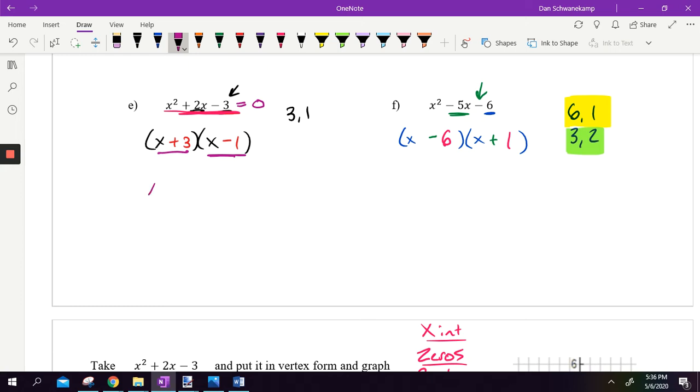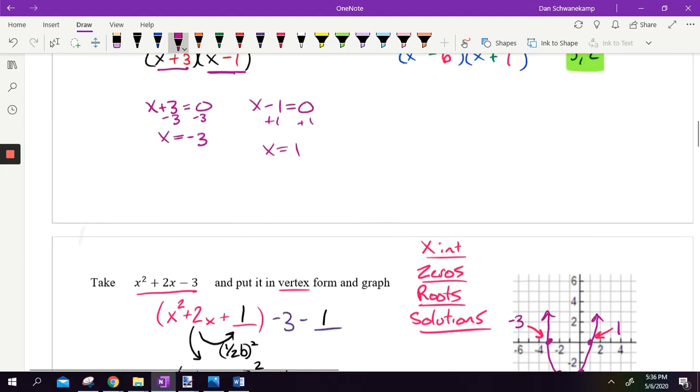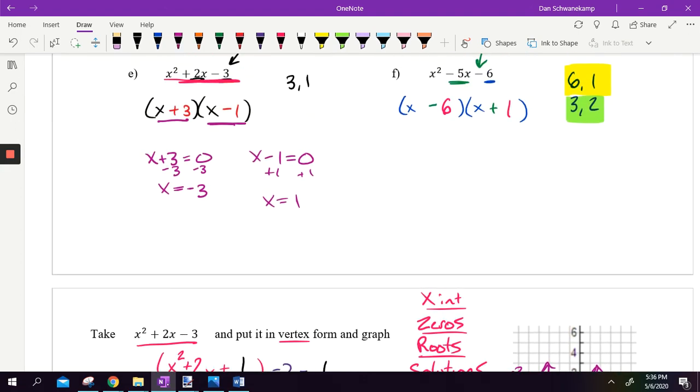And so on the back side here, we are solving. We're going to take each of these factors and set them equal to 0. So if I solve this, I'm going to subtract 3. X is negative 3. I'm going to add 1. X is positive 1. That is where I'm getting these two numbers from. That is what we do when we solve because we are making it equal to 0 in the end.